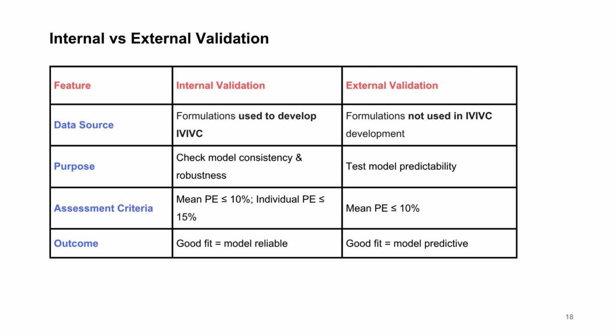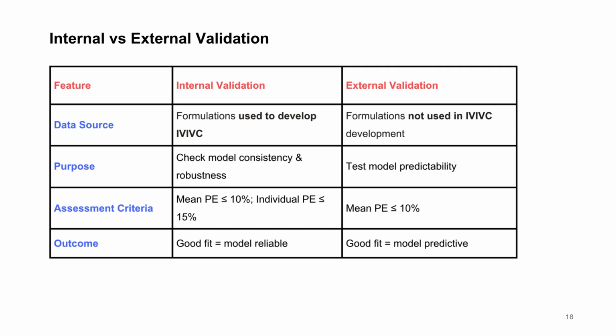External validation is a stronger test. It uses formulations that were not part of the IVIVC development. It tests the model's predictive capability using truly independent data. The acceptance criterion is a mean % prediction error of 10% or less. A good internal validation confirms the model is reliable. A good external validation confirms it is genuinely predictive.